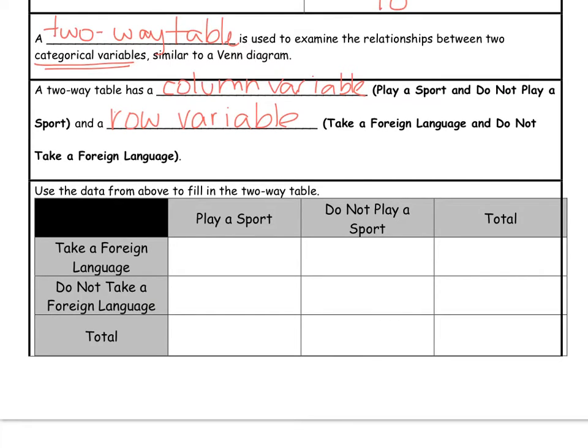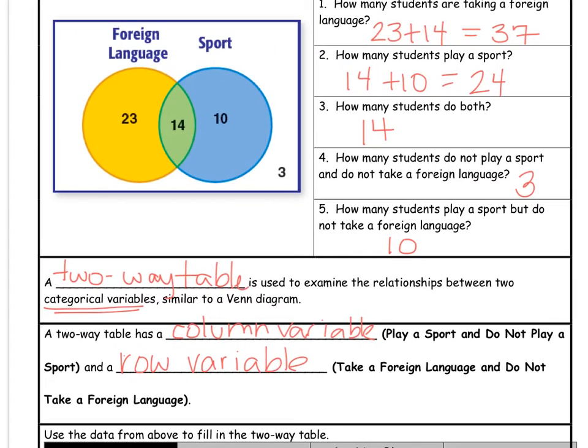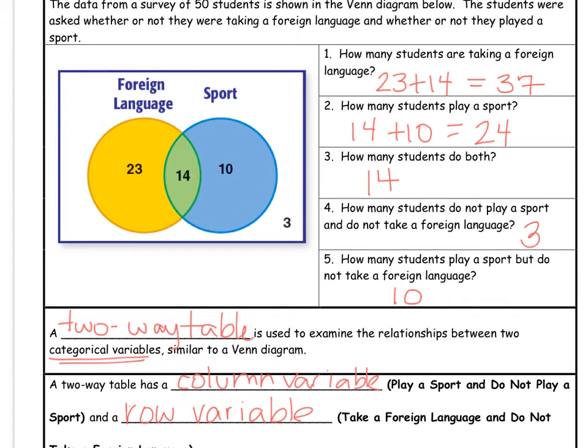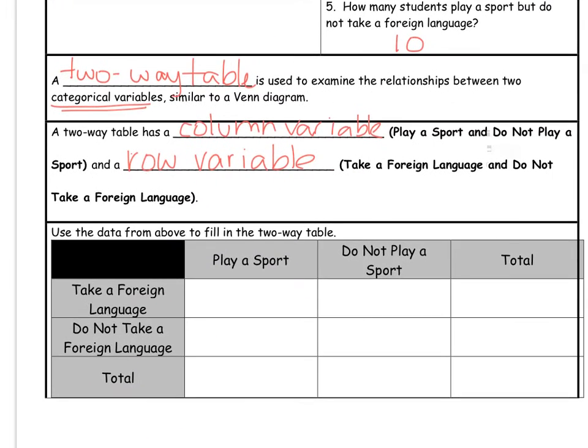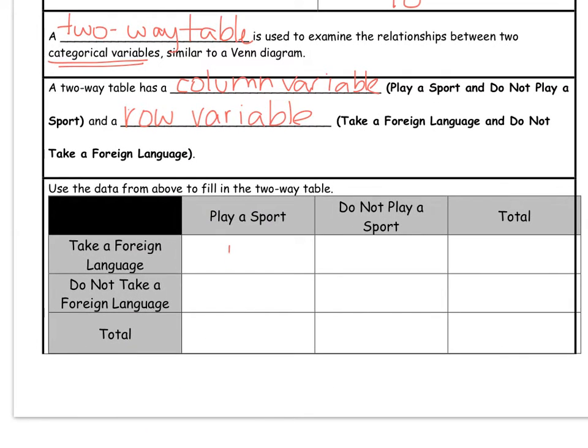So going back to our data, the first section right here is how many students play a sport and take a foreign language. So this section right here includes the students who play a sport and take a foreign language. So let's go back up and look at our Venn diagram. How many students play a sport and take a foreign language? And that would be 14 students. So that's what I'm going to fill in this column right here.